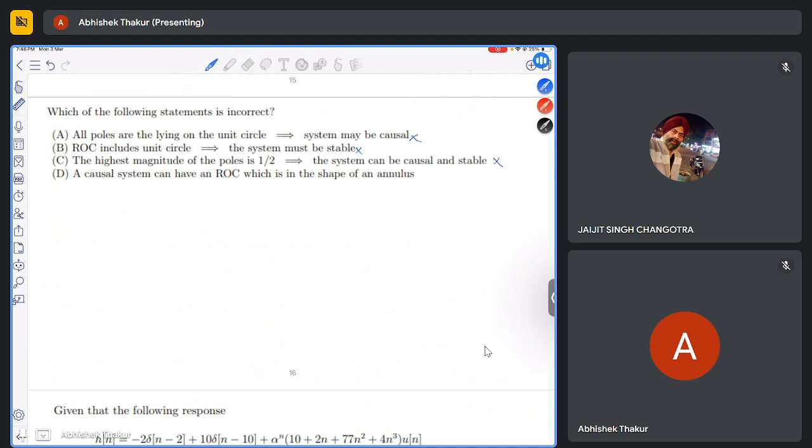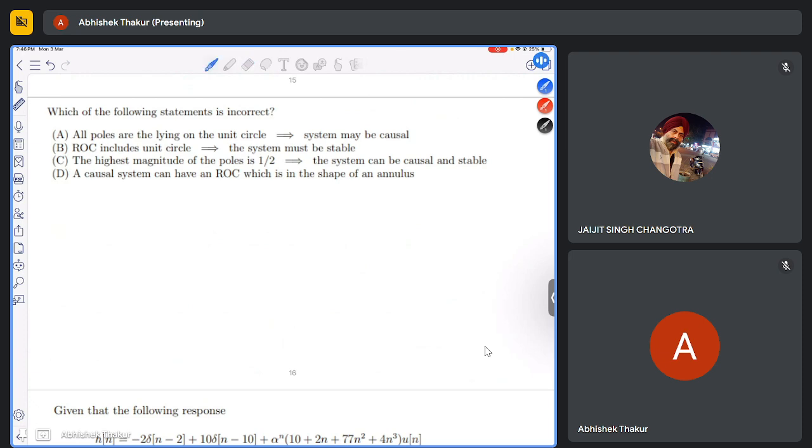Option D, a causal system can have an ROC which is in the shape of an annulus. So if the ROC is an annulus, it is not possible that the ROC includes z tending to infinity. Hence the system cannot be causal. So option D is the incorrect option.